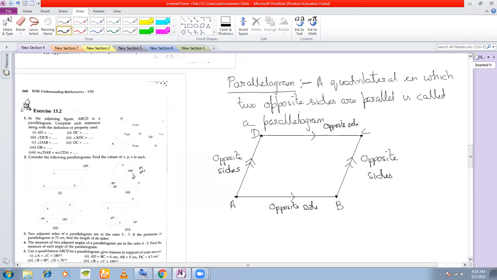So a quadrilateral in which opposite sides are parallel. See, I've given the marking here of parallel. These two opposite sides are parallel, and therefore these two opposite sides are also parallel in the case of a parallelogram. Remember this definition. Okay.